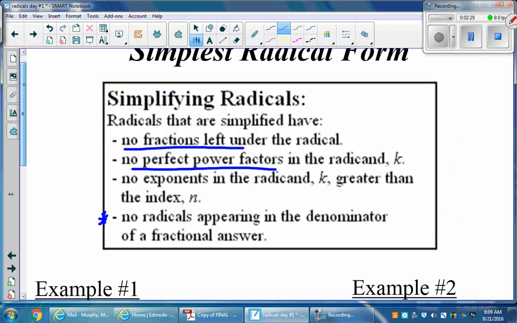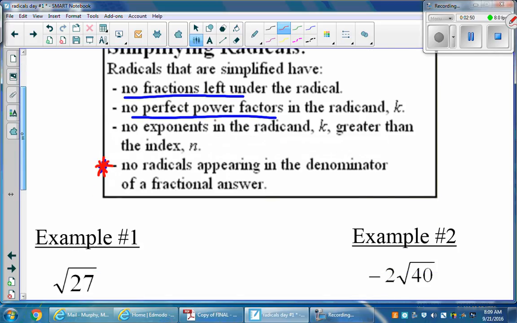Now, these steps that we have here are for simplifying radicals, simplifying square roots, cube roots, any kind of radical. First and foremost, we can leave no fractions underneath the radical. No perfect powers. That means we shouldn't be able to simplify what's underneath there. No exponents in the radicand that are greater than the index. And really important, we're going to talk a lot more about this later, but we can't leave a radical in the bottom of a fraction.